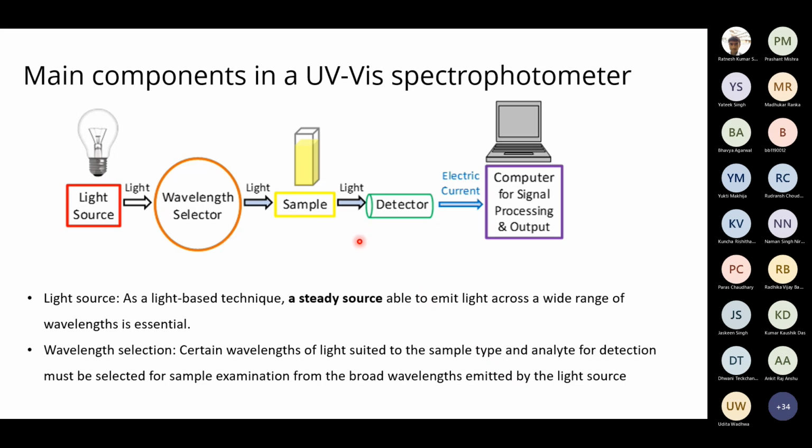Whenever light is incident on a sample, our sample will be present in a container like this, which is called a cuvette. When the light passes through this sample, the analyte present in the sample will absorb some amount of the light. The UV spectrometer gives us how much absorbance has taken place. Based on this absorbance, we determine whether the analyte is present or not, and if it is present, what its concentration is.